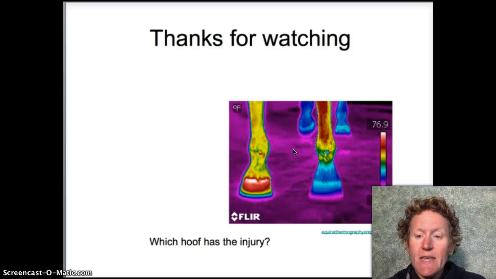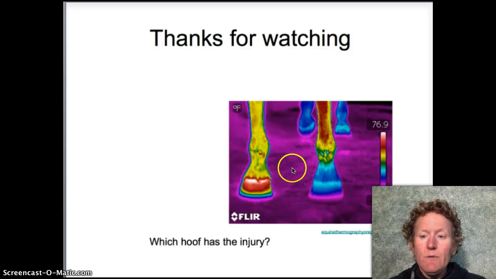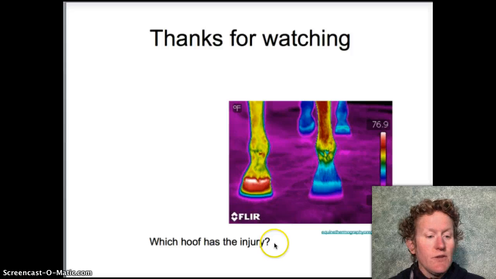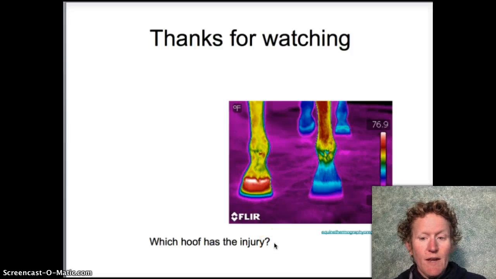Remember, thermograph is a heat picture. Horses can't tell you where it hurts, but I bet if you look at this picture, you can tell which hoof has the injury. Because injuries in your body mean more blood flow to that area, and there's more heat if there's more blood flow. So use your best guess.